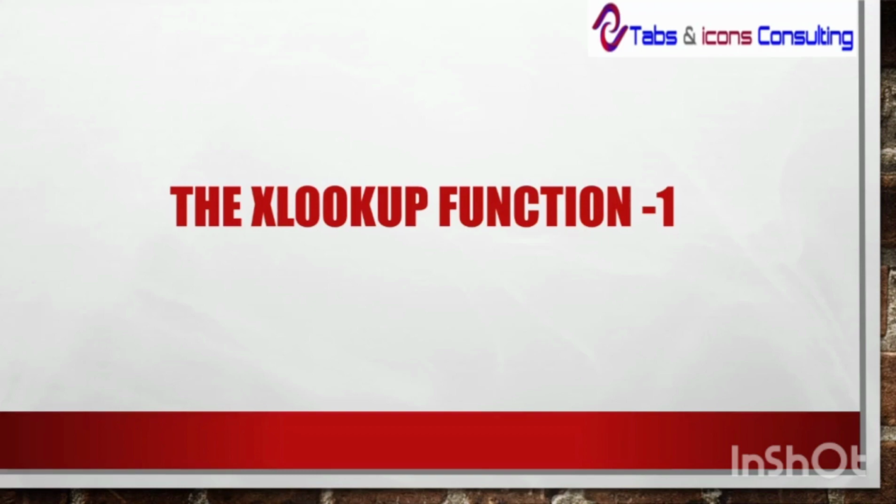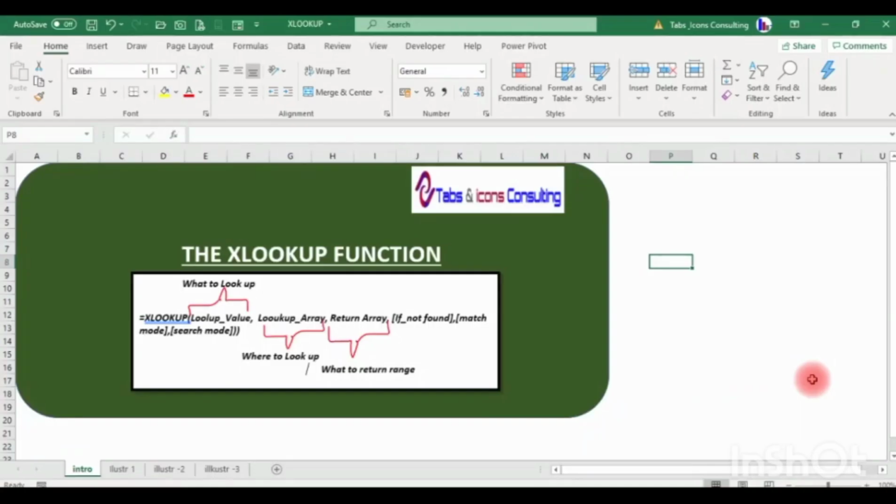The XLOOKUP function was introduced by Microsoft in August 2019, so it's still a relatively new function. For now, it is not available to all users unless you are subscribed to Microsoft 365, that's the Office 365. The XLOOKUP function can do a lot of things, much more than the popular VLOOKUP and HLOOKUP. It can do what HLOOKUP and VLOOKUP can do, as well as what the index and match functions can do.